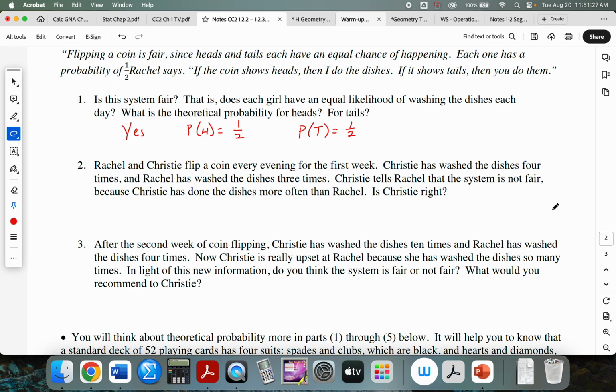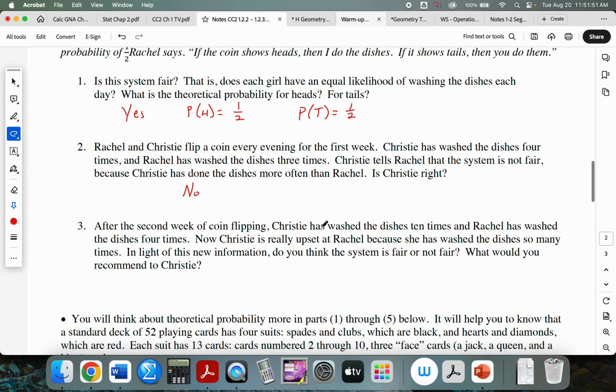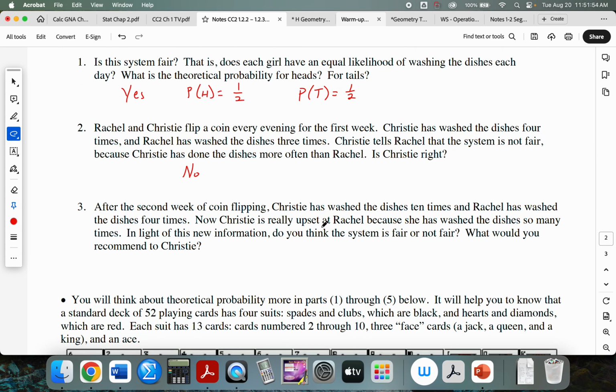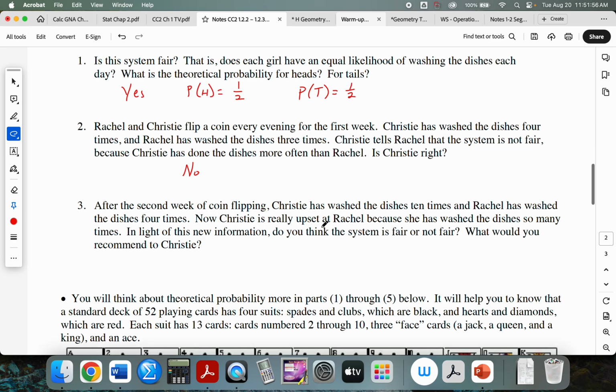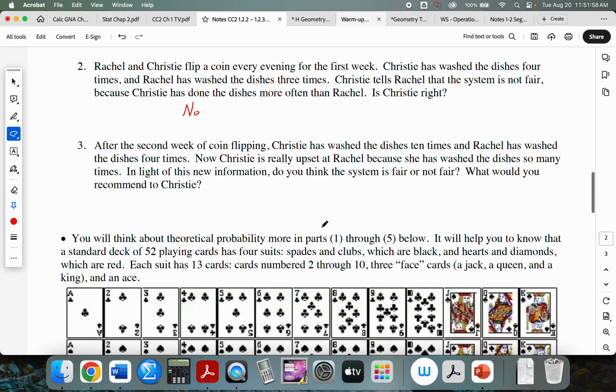That's so odd. One of them, yeah, it's not even possible to do the same number. It's exactly right. You would expect that they would have each done it 3.5 times, but that's not possible. They help each other on Sunday. Oh, maybe that's a good solution. Or the parents do. So no, Christy's not right. It is a fair system. It's working well for them, because if you look at it from 7 days, it's as good as it can be.